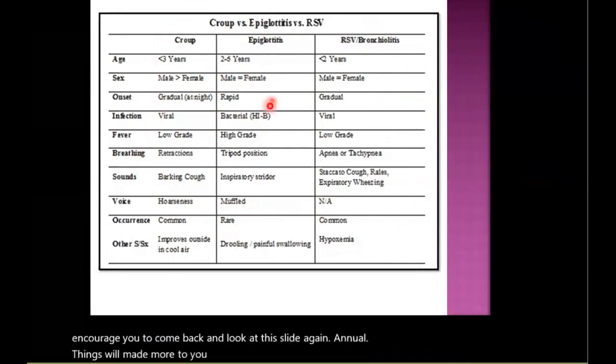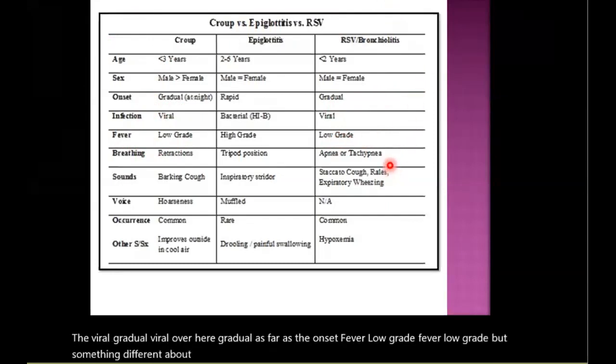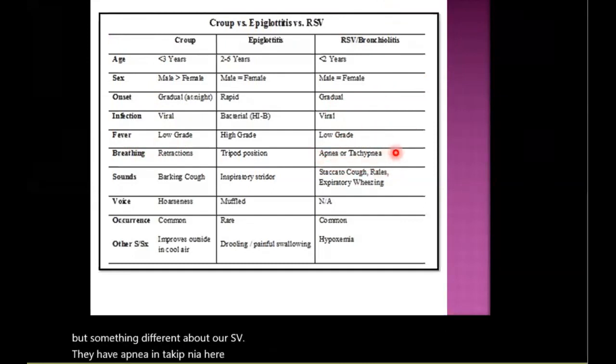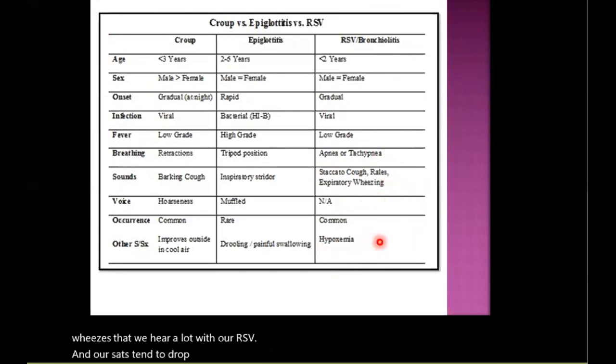Croup was viral, epiglottitis was bacterial, RSV is viral. Viral over here, gradual as far as the onset. Fever, low grade, fever, low grade. But something different about RSV, they have apnea and tachypnea here. Also, retractions should go there as well. And then we have wheezes that we hear a lot with our RSV, and our sats tend to drop with RSV. So I don't want you to memorize this chart.